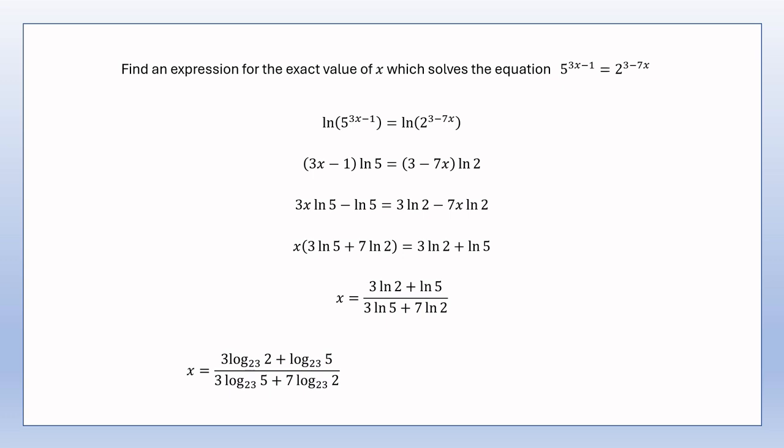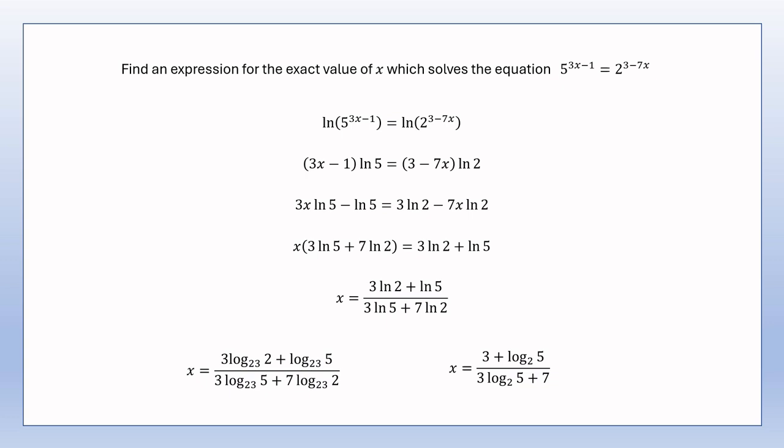Why have I chosen 23 as the base here? Because I can. Or we could have x equals 3 plus log to the base 2 of 5 divided by 3 log to the base 2 of 5 plus 7. So here we can see that the base of the logarithms is 2, which effectively simplifies the expression to a certain extent. Of course, we could choose any positive number as the base.